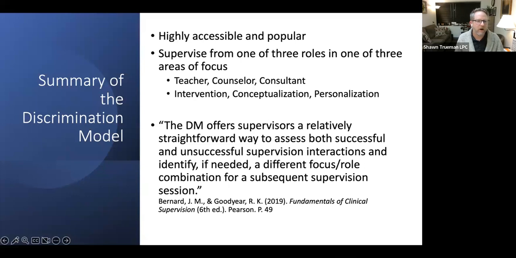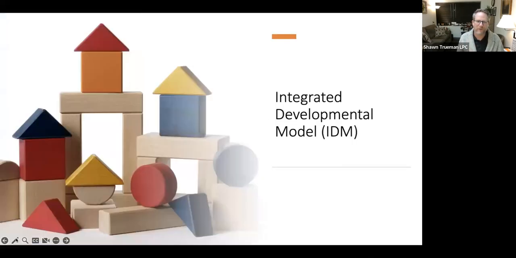And then Bernard and Goodyear say this, the discrimination model offers supervisors a relatively straightforward way to assess both successful and unsuccessful supervision interactions and identify, if needed, a different focus or role or combination of that for subsequent supervision sessions. So that's the discrimination model briefly, and then I'd like to go through the integrated developmental model next for you.